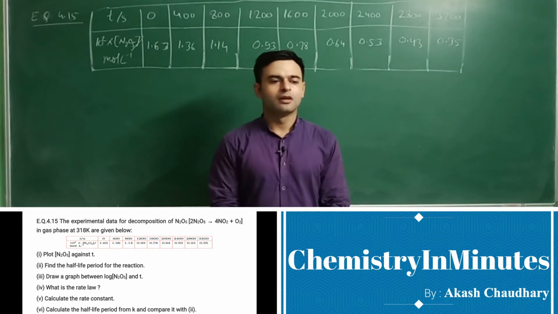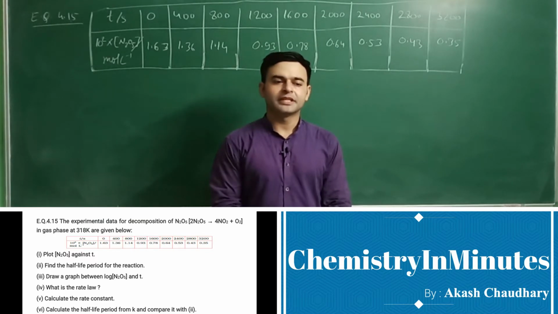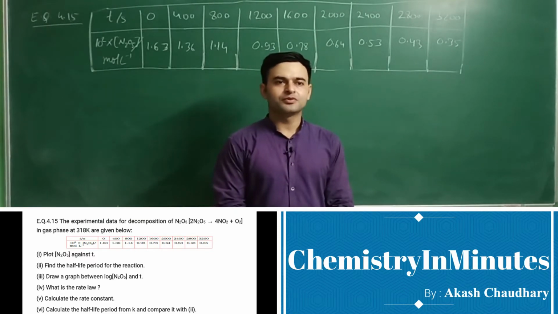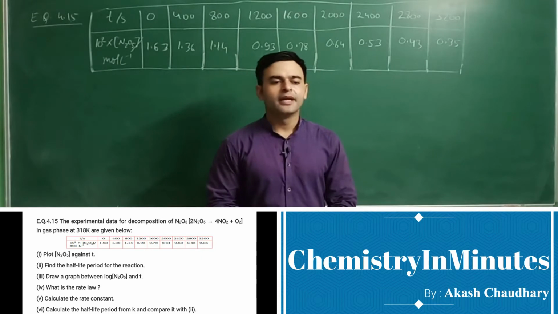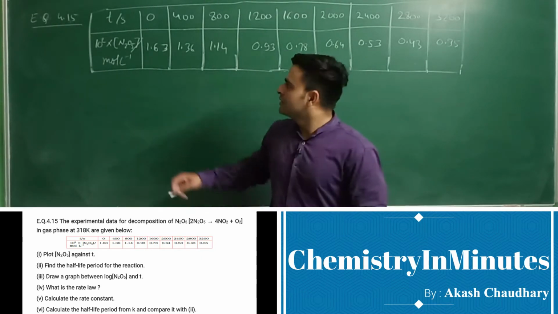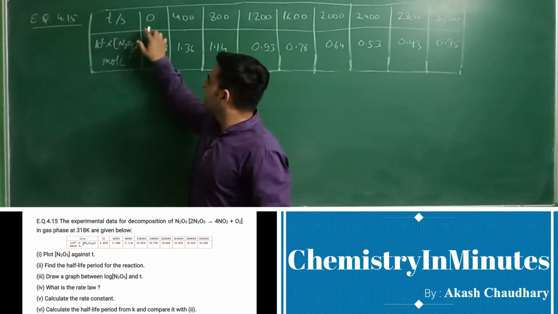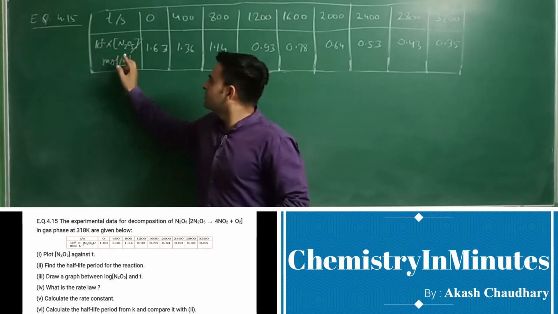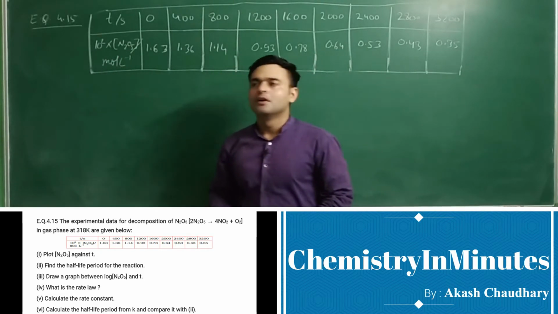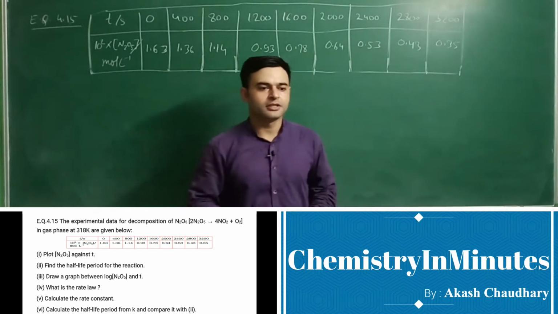The question is the experimental data for the decomposition of N2O5. The reaction is 2N2O5 gives 4NO2 plus O2 in gas phase at 318 Kelvin, given below. The table is made here on the board. In the first row there is time in seconds, and in the second row there is concentration of N2O5. We have to multiply these values by 100 to get the concentration in mole per liter.